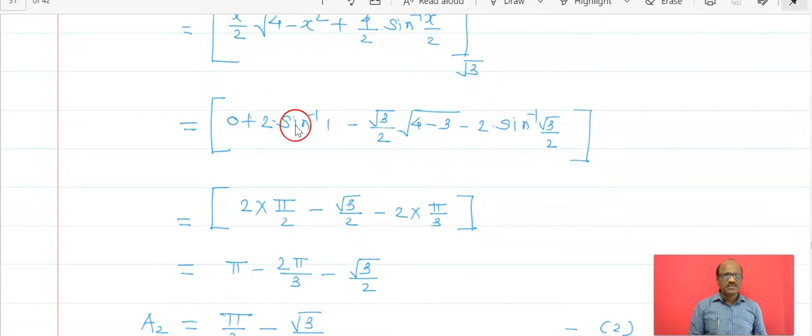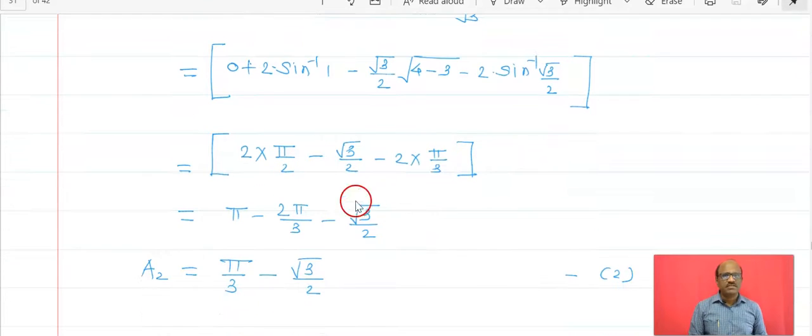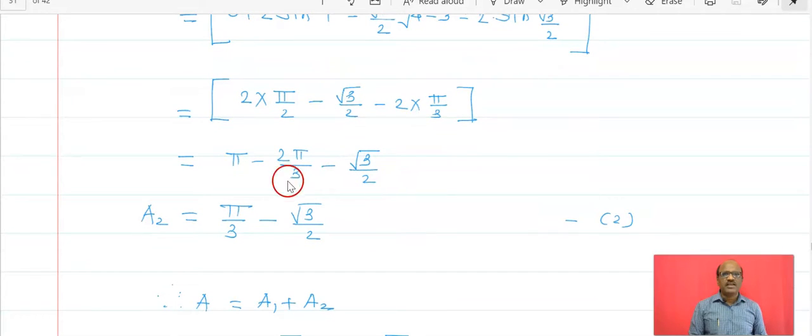Now see this here. Sine inverse of 1 is pi by 2. That is 2 into pi by 2, minus root 3 upon 2 into root of 4 minus 3, that is 1, minus 2 sine inverse of root 3 upon 2, that is pi by 3. If you calculate, these get cancelled and you will get pi minus root 3 upon 2 minus 2 pi upon 3. That is pi minus 2 pi upon 3 minus root 3 upon 2. If you simplify it, A2 is equal to pi by 3 minus root 3 upon 2. This is the A2 area.